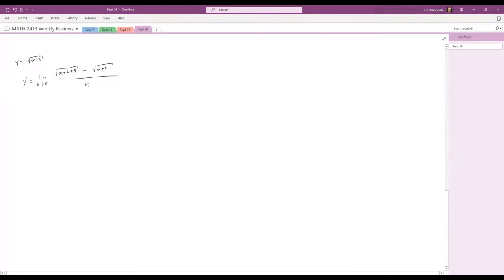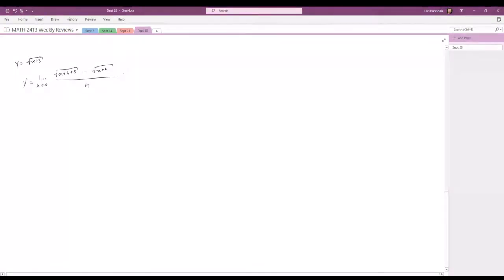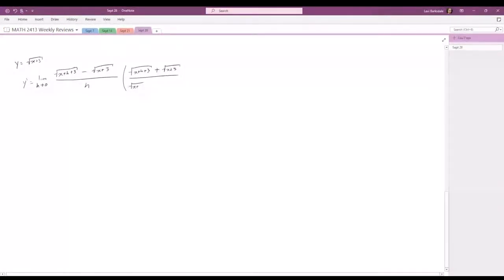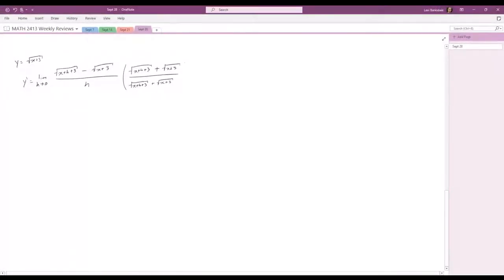And usually to solve these, we do want to multiply by the conjugate. So that would be root x plus h plus 3 plus the square root of x plus 3. Sorry, that should be an x plus 3, not h. All over the same thing. And the reason we do this is because that will cancel our square roots on top.